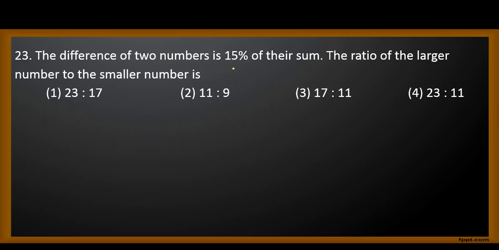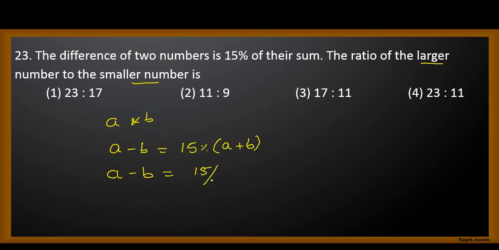The difference between two numbers is 15% of their sum. The ratio of the larger number to the smaller number is. Let us assume the two numbers be a and b. What is given? a minus b equivalent to 15% of a plus b. It means 15% can be written as, see here, a minus b equivalent to 15 by 100 into a plus b.